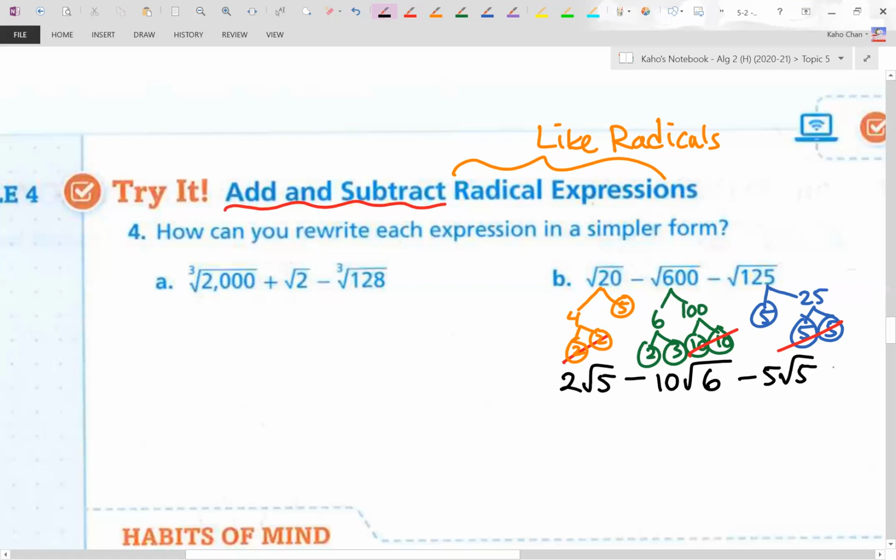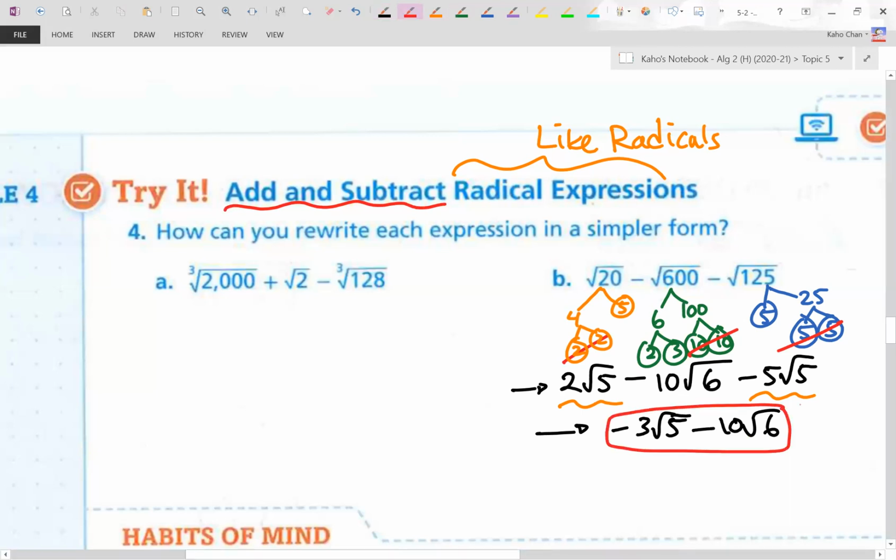Now look at these 3 radicals here. We have 2 of those root 5s, minus 10 of those root 6s, minus 5 of those root 5s. The root 5s can only be combined together. The middle term has no other radical to combine with. So you just treat it like a variable, like 2x minus 5x. 2 root 5 minus 5 root 5 is negative 3 root 5. And bring down the other one that had nothing to do. Okay, there it is. That's your simplified radical after adding, subtracting.